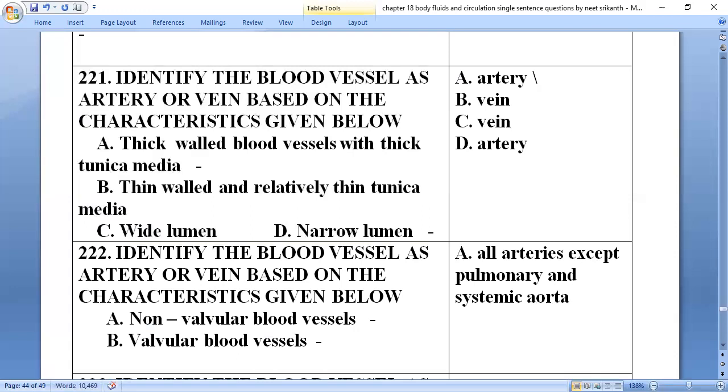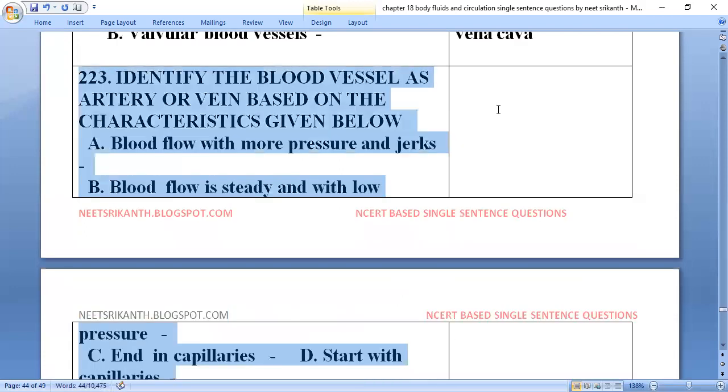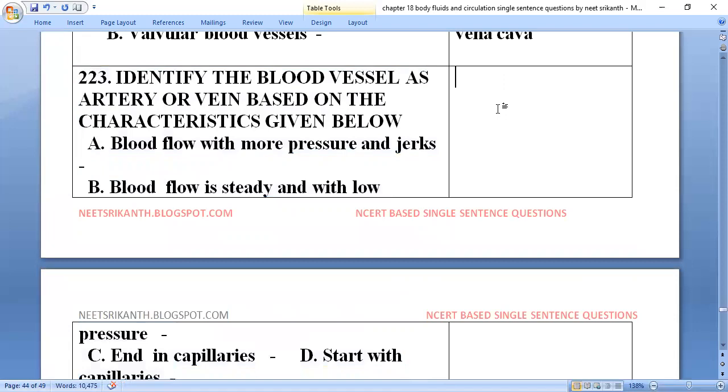Valvular blood vessels: all veins except the vena cava. Blood flow with more pressure and jerks is possible in arteries. Next, blood flow is steady and slow in veins. All arteries end in capillaries. Veins start with capillaries.